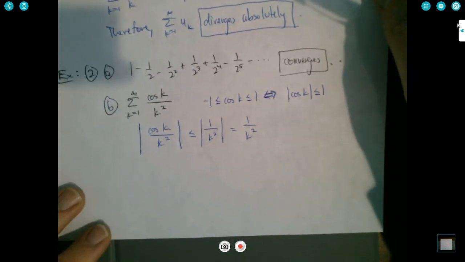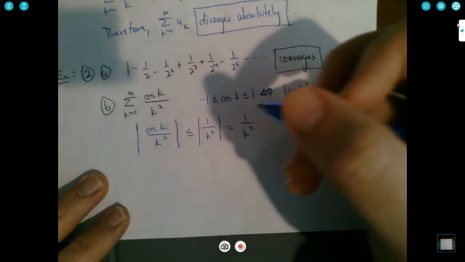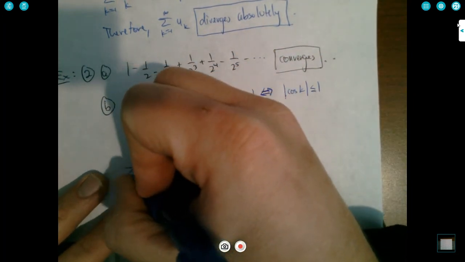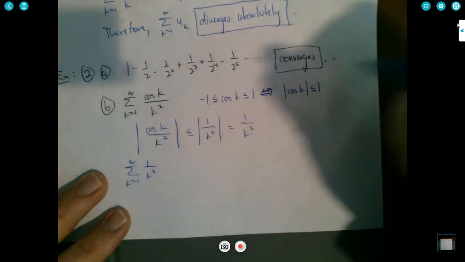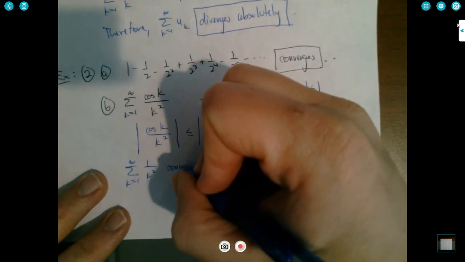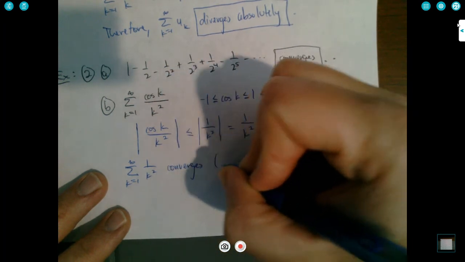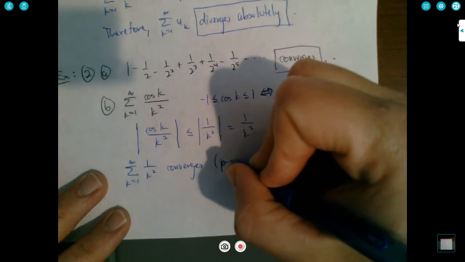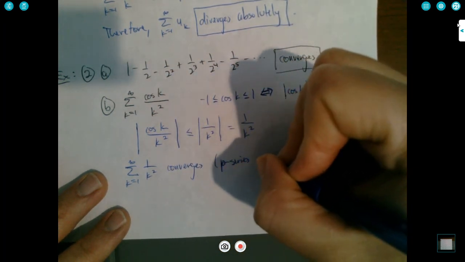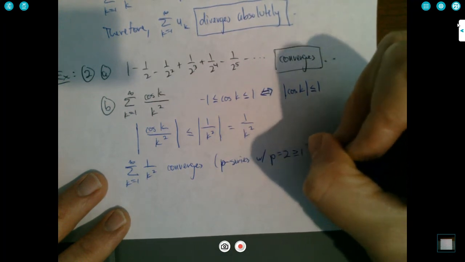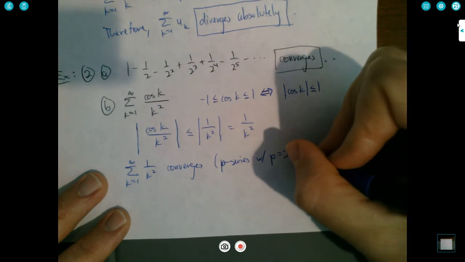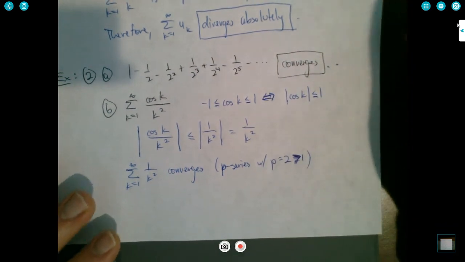So I can say, the sum from k equals 1 to infinity of 1 over k squared converges. It's a p series with p equal to 2, which is greater than or equal to 1. Or greater than, sorry, it needs to be strictly greater than 1.